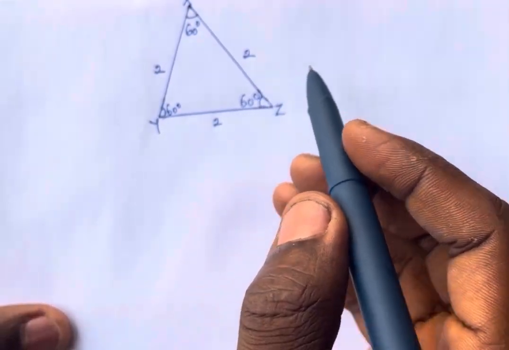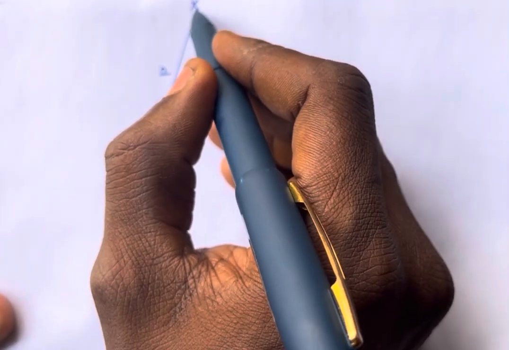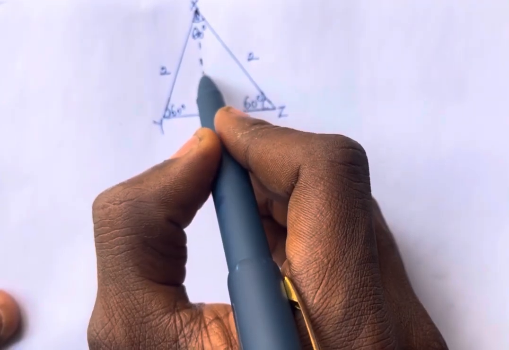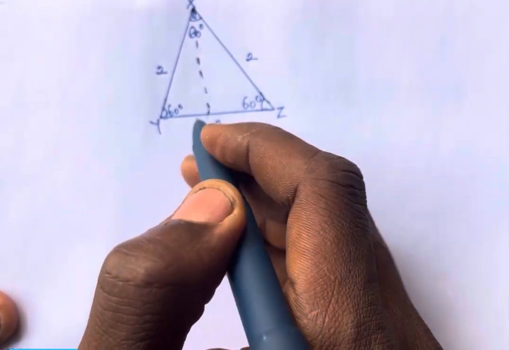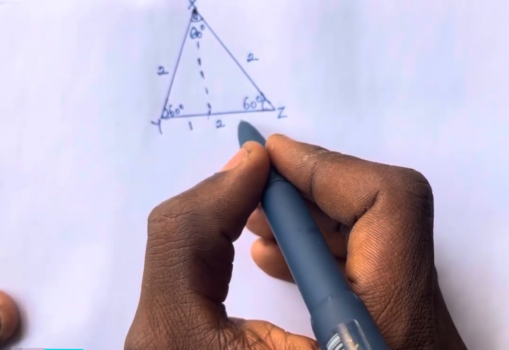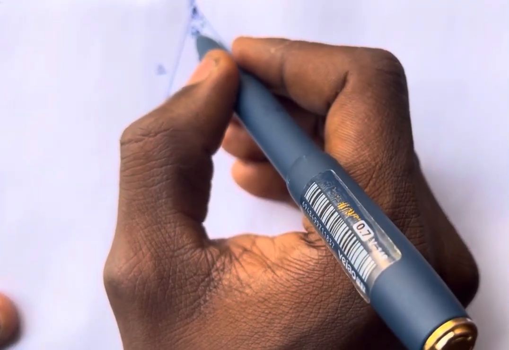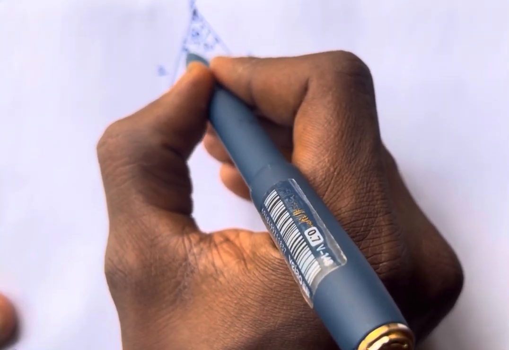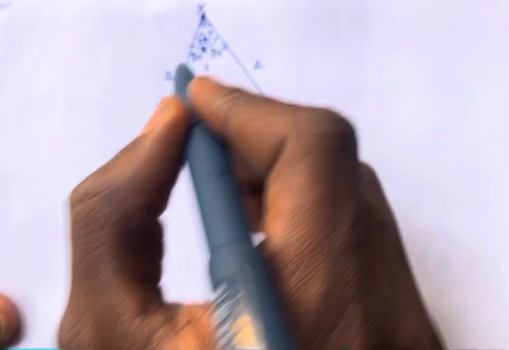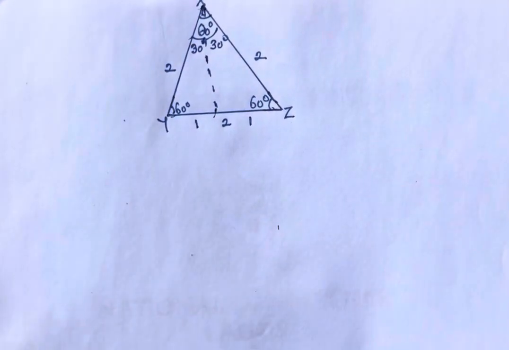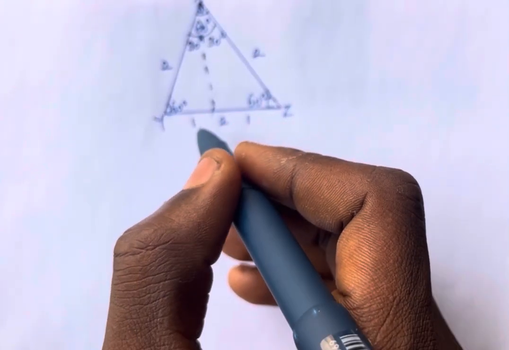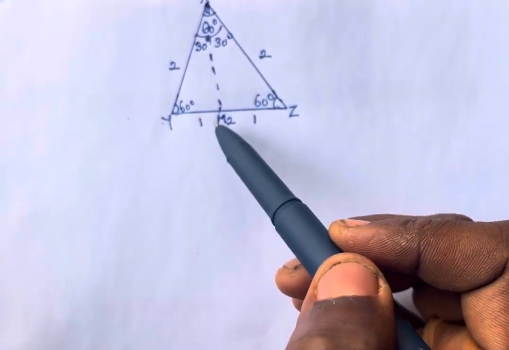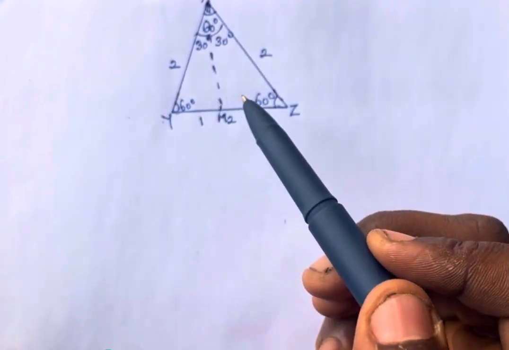So if we try to divide this into two equal right angle triangles, we have one unit here, then one unit here. This 60 will be, here will be 30 degree, and here will be also 30 degree. Then if we look at this, we can name this point as M, so that we have right angle triangle XYM and right angle XMZ.